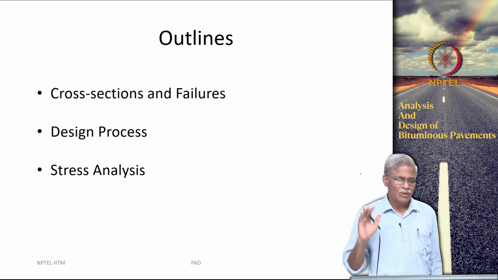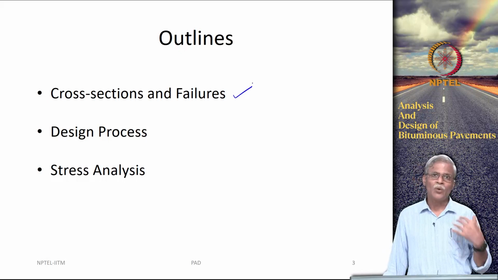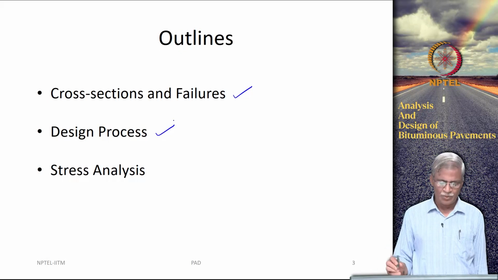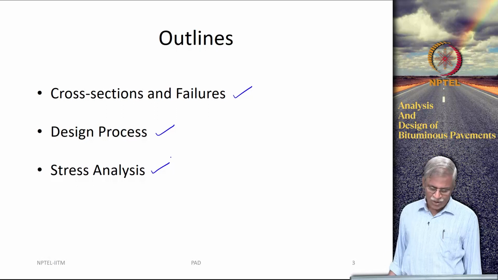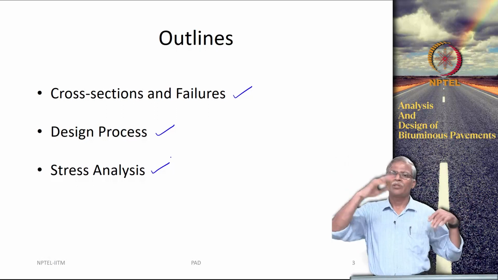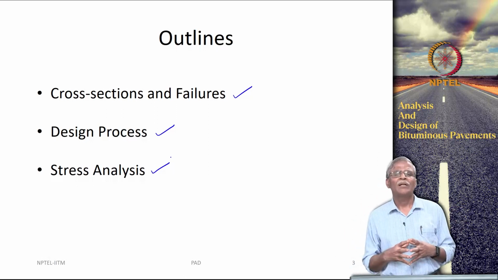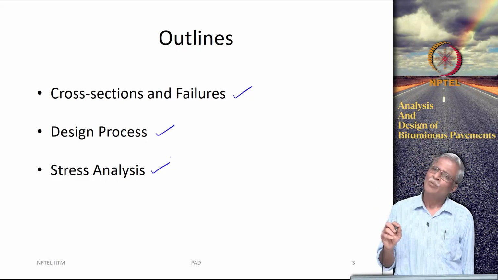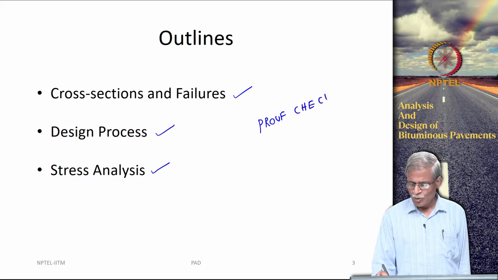Now, what we are going to do here is first look into the various cross sections and how a pavement fails. Then we will talk about the overview of the design process and then the stress analysis. You must be wondering why I first talk about failure and then talk about the design process. Many a time you will notice, and this holds good not only for pavement engineering but also for many civil engineering infrastructure, that what we do is always what is called proof checking.